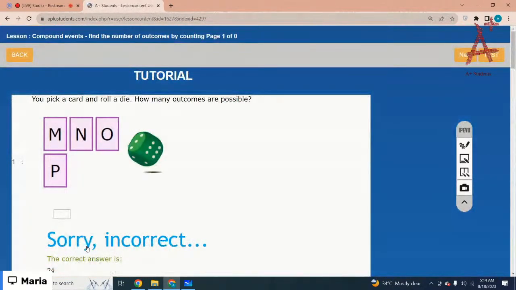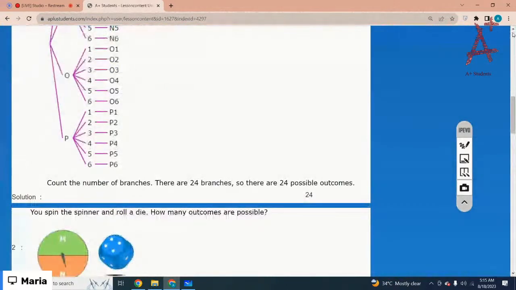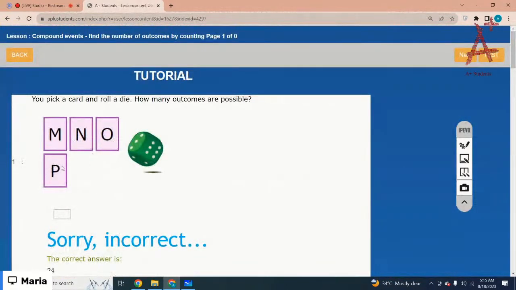Okay, you pick a card and roll a die. How many outcomes are possible? So now there are two different events, right? You have to calculate their probability collectively. So first just calculate their outcomes separately, right? You have four cards. So here you have four outcomes. Here you have six numbers on the die, right? So you have to do 4 times 6. The total outcomes for the cards are 4 and for the die are 6. You have to do 6 times 4. That would be 24.